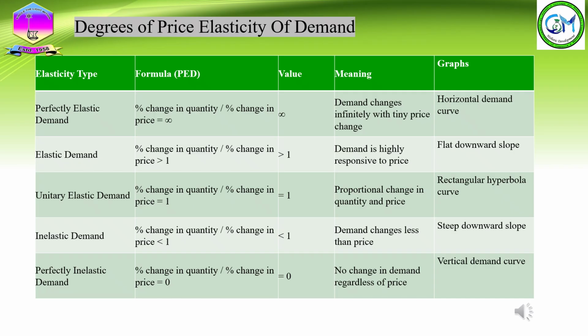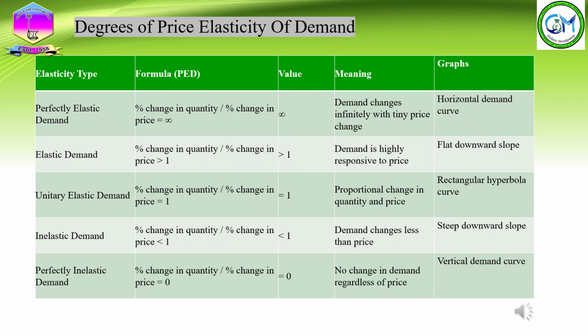Elastic demand is a situation in which a small change in price leads to a big change in quantity demanded. In such a case, elasticity of demand is said to be more than one. It is highly responsive to price. The graph shows a flat downward slope.